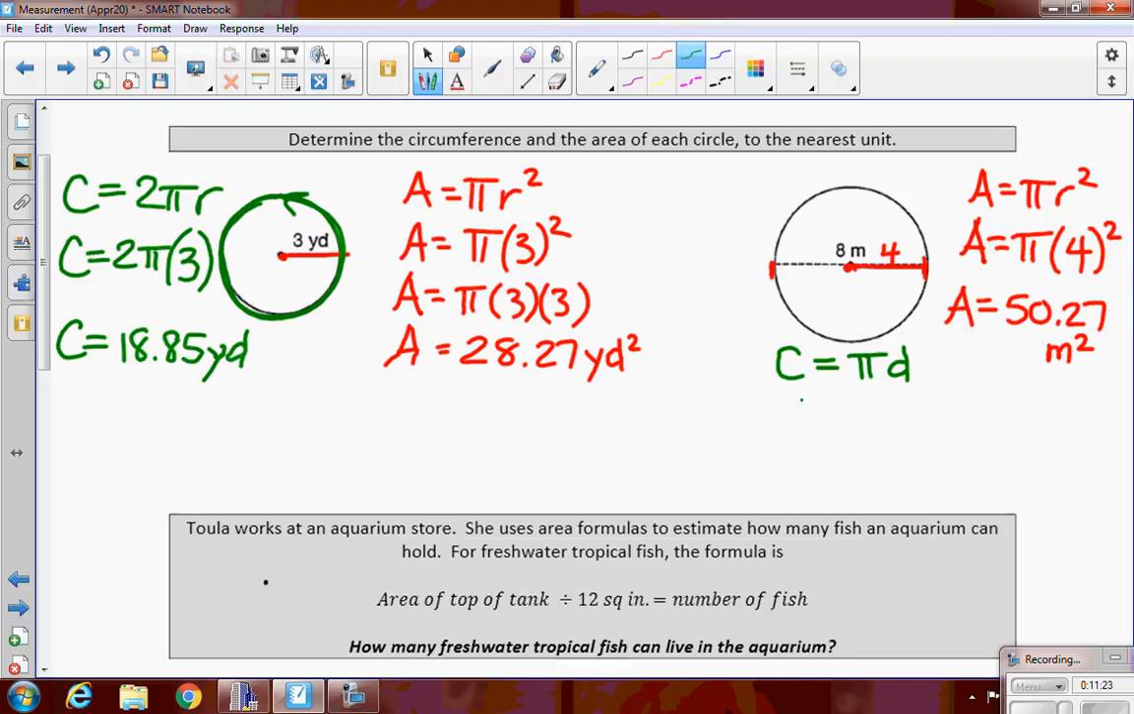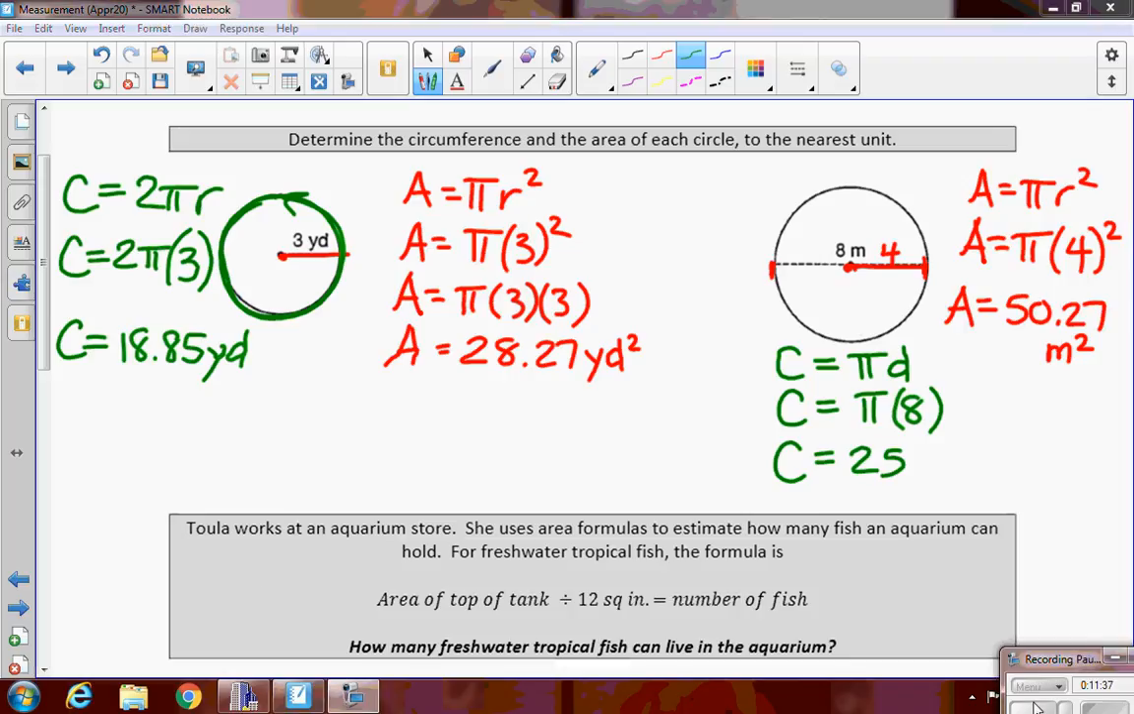Over here, circumference is pi times the diameter, so pi times 8. And looking on your calculator, that would be 25.13 meters. So all the way around this circle, again, if we were to lay a string or a rope and stretch it out straight, it would be 25.13 meters.